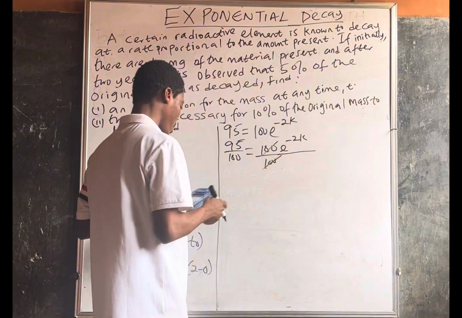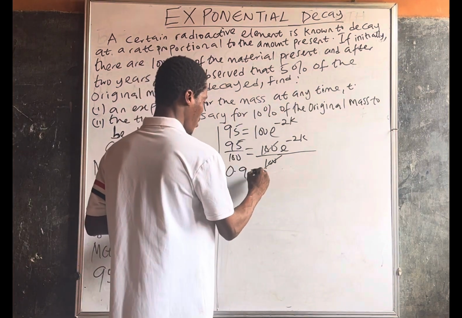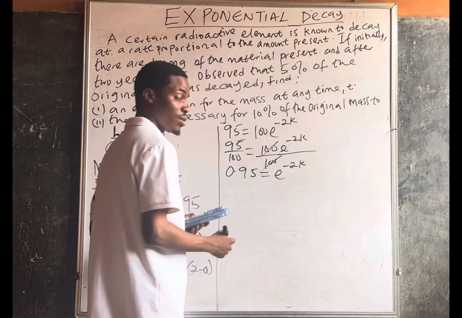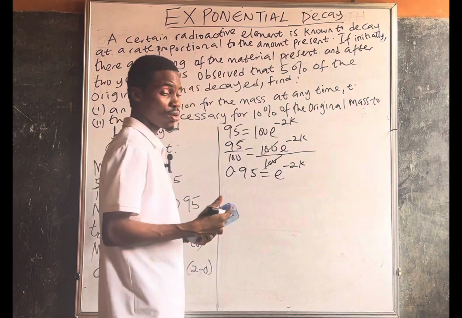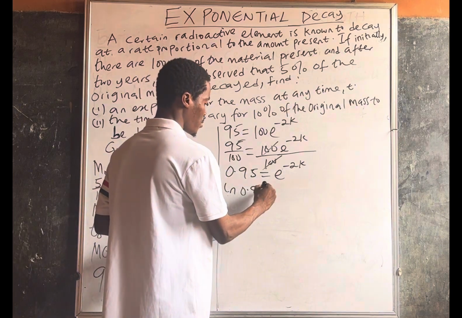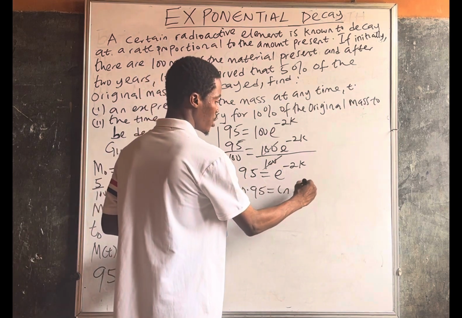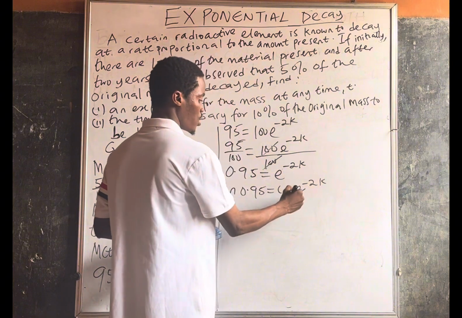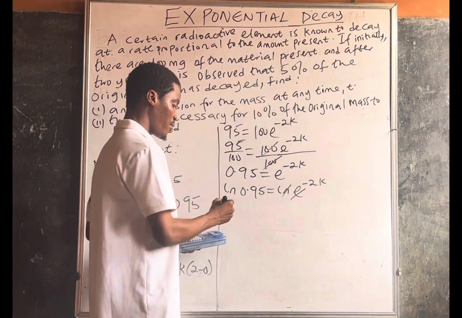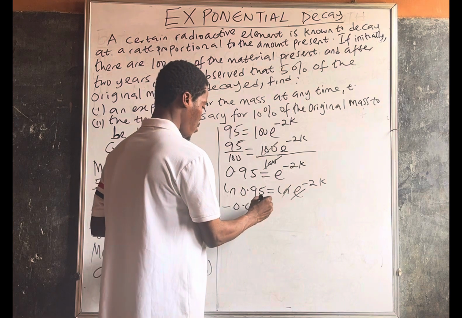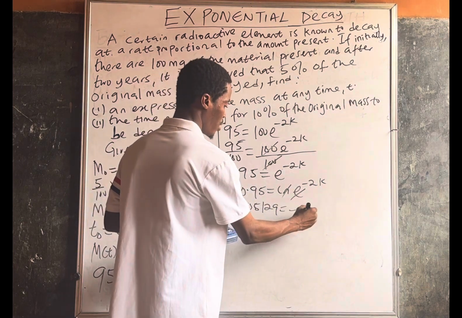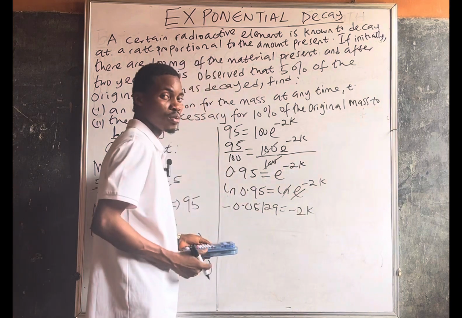95 divided by 100, we have 0.95 is equal to exponential minus 2k. What next? We have to take the natural log of both sides. We have ln 0.95 is equal to ln exponential minus 2k. This will cancel. What is ln 0.95? ln 0.95 is minus 0.05129 is equal to minus 2k. So we have to divide both sides by minus 2.